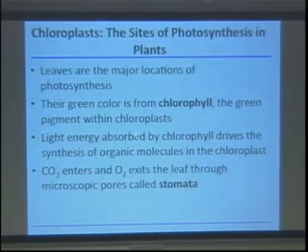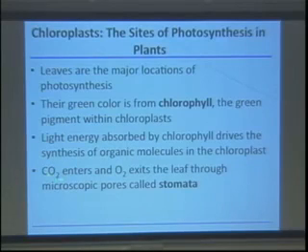Right, so these are the sites of photosynthesis in plants, chloroplasts. Primarily, these reactions are occurring in leaves of the plant. Their color is due to a pigment called chlorophyll. This is the pigment that is responsible for interacting with light energy that enters the biosphere and absorbing a lot of it, not all of it, and then using that to store chemical energy. Not generate it, but store it. And so the light energy absorbed by chlorophyll drives the synthesis of organic molecules in the chloroplast.